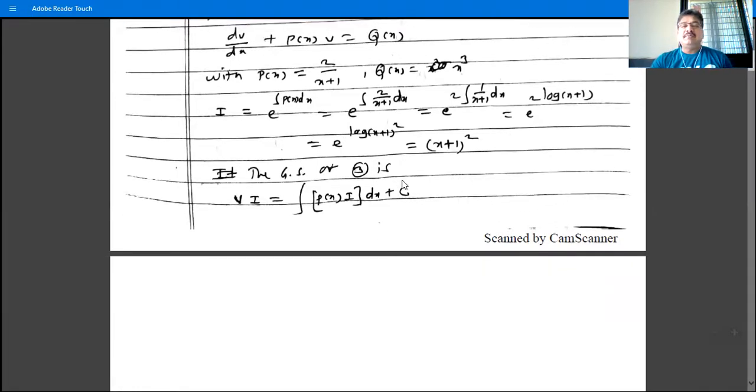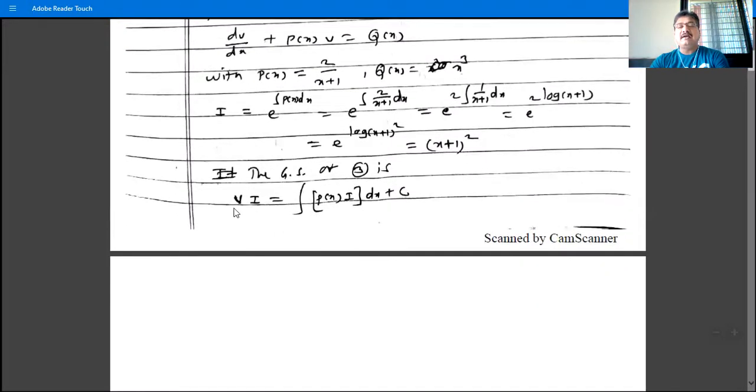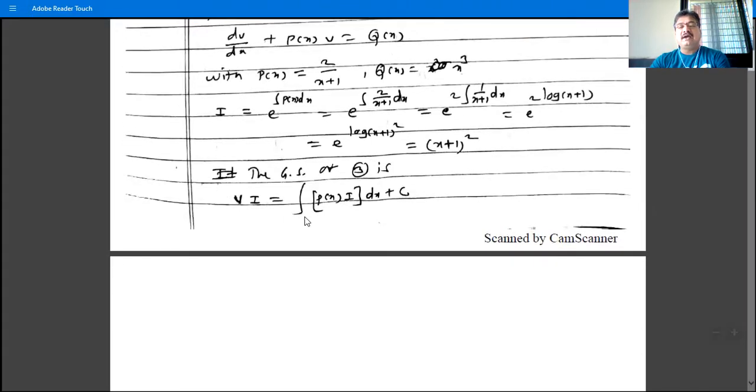Then the general solution of equation number 3, which is a linear differential equation in v and x, is: instead of yI, the notation is v. So use, instead of yI, vI is equal to integration of Px into I dx plus c.